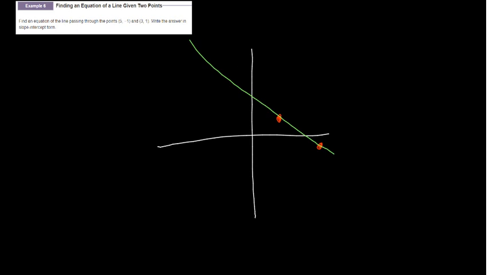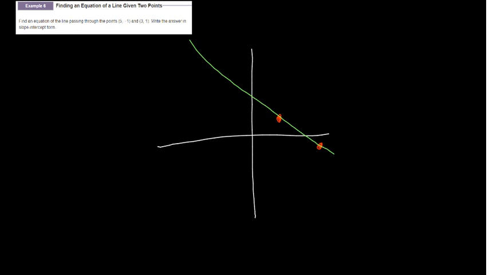Another example of why I call it the equation generator. This reads, find an equation of a line passing through the points (5, -1) and (3, 1). Write the answer in slope-intercept form. Before we do that, let's plot them real quick: (5, -1) and (3, 1). This green line here is the line we're being asked to find the equation of.